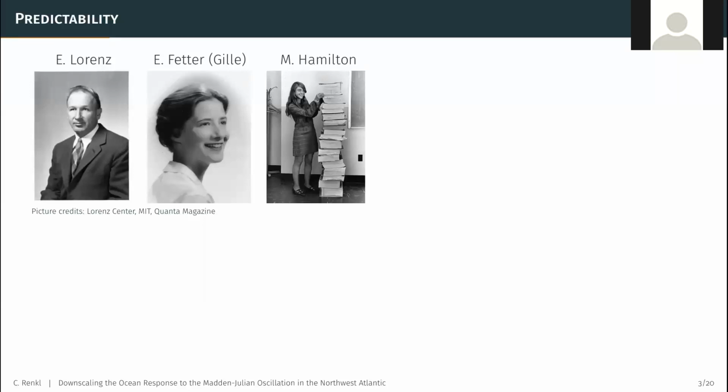And fun fact, Ellen Fetter later married and took on the name Gill, and she's the mother of Sarah Gill, who is a professor at the Scripps Institution. And Margaret Hamilton went on later to contribute computer code, which you can see here, where she's standing next to it. That's the computer code she contributed to the Apollo program that brought Neil Armstrong to the moon.